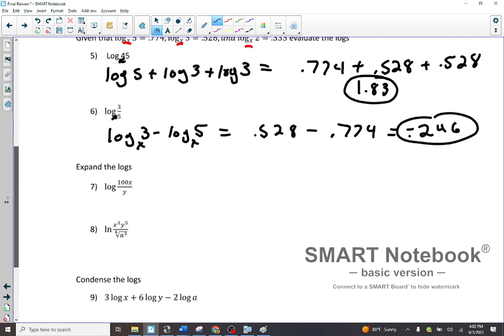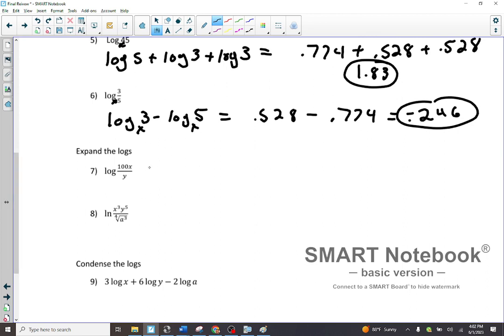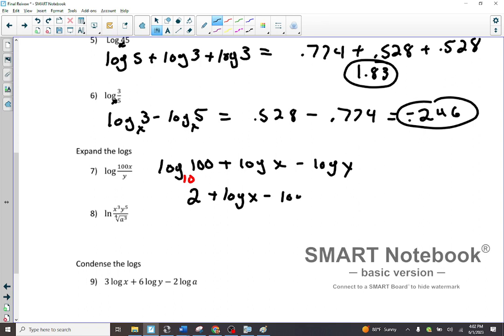Okay. Next one, expanded logs. So this is going to be log 100 plus log x minus log y. Division is subtraction in the same way multiplication is addition. But log 100, remember it's divisible by 10, can be simplified. 10 to what power gives you 100? 10 to the second power gives you 100. So it's going to be 2 plus log x minus log y.